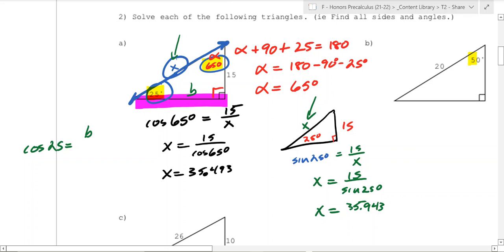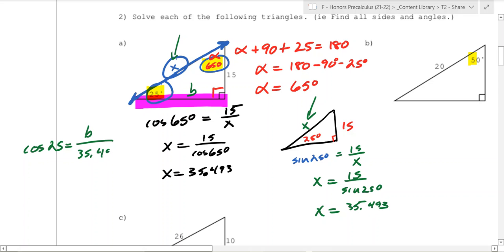Careful, cosine is adjacent over hypotenuse, so b over... 35.943. So here is a tip, everybody. This is super important. Do you know about the store button on your calculator, Sophie? I just think it's 0.493, not 0.9. 0.493. Thank you. That's really important. So it's 0.493 right here.